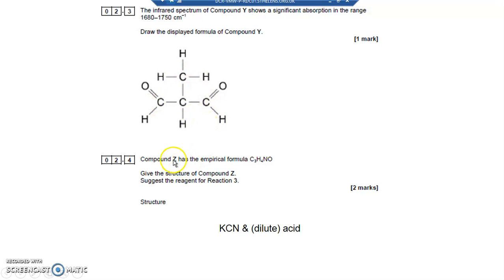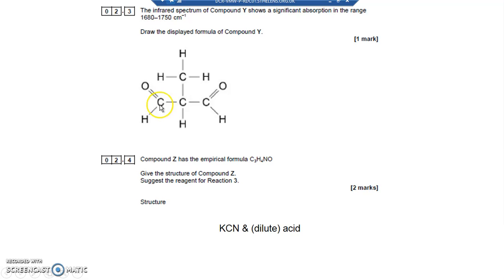Compound Z has the empirical formula C3H4NO. Now remember, an empirical formula doesn't necessarily mean that's its molecular formula. It could be double or triple that. There's 2 O's in the aldehyde, so I think it's double that: C6H8N2O2, 2 N's and 8 H's.